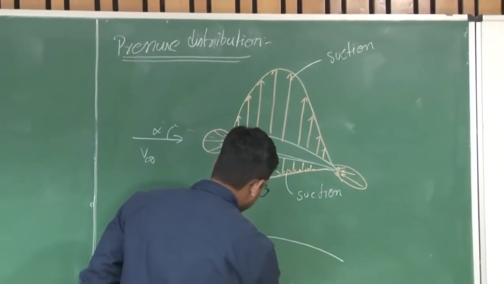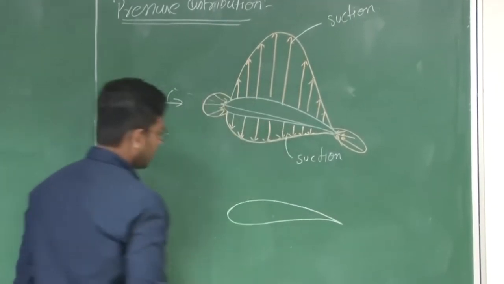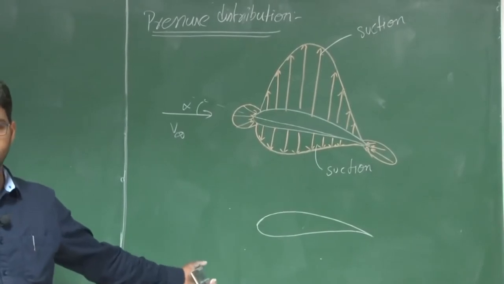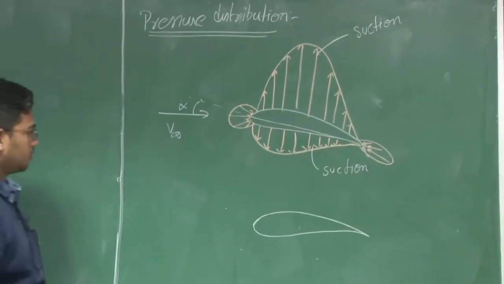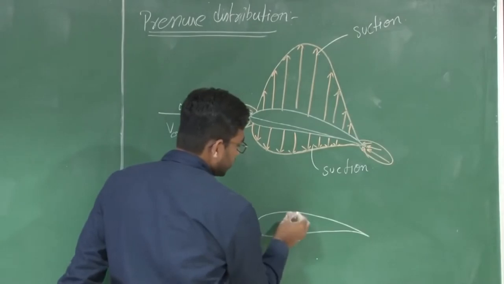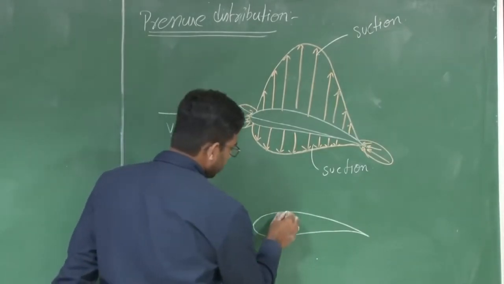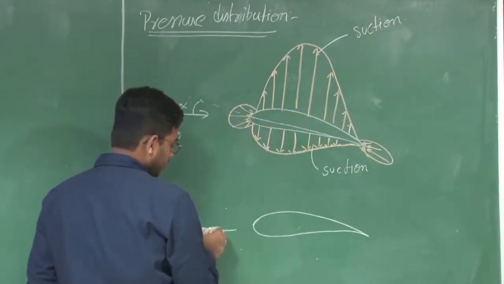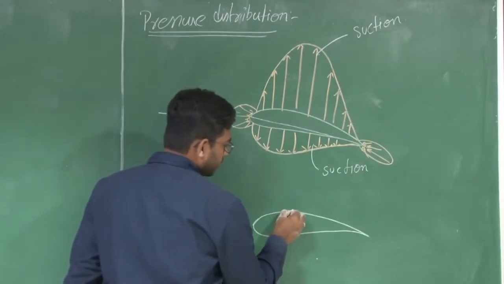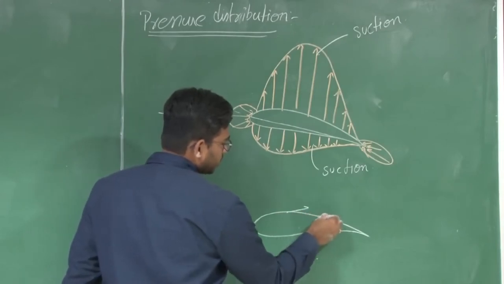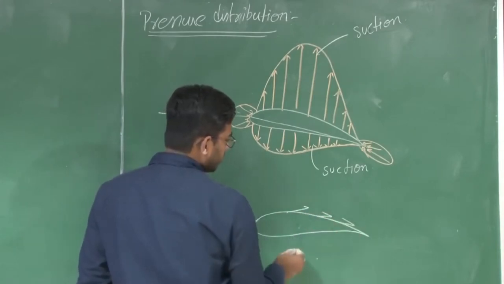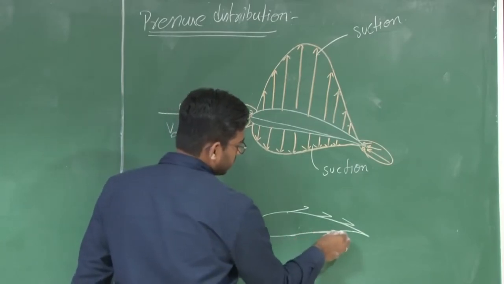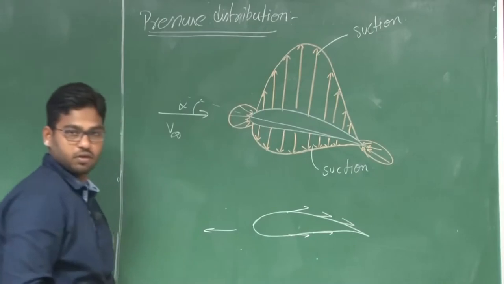Since we are moving in a fluid, there is always a chance that the body encounters some friction with the fluid. That friction is the shear stress. If the body is moving in this direction, the shear stress will act opposite to it, tangent to this surface. So there will be a shear stress acting tangential to this surface due to fluid friction.